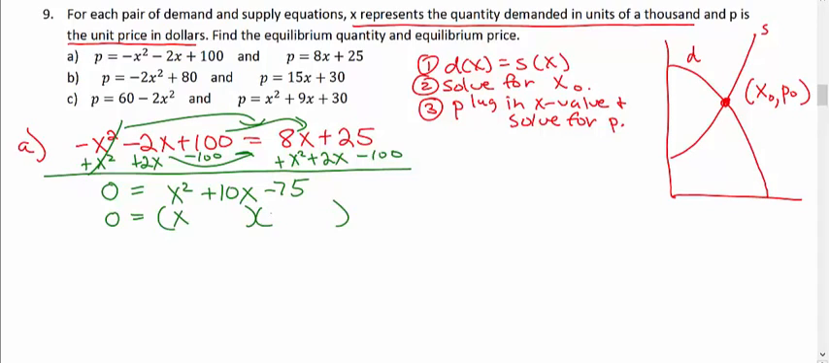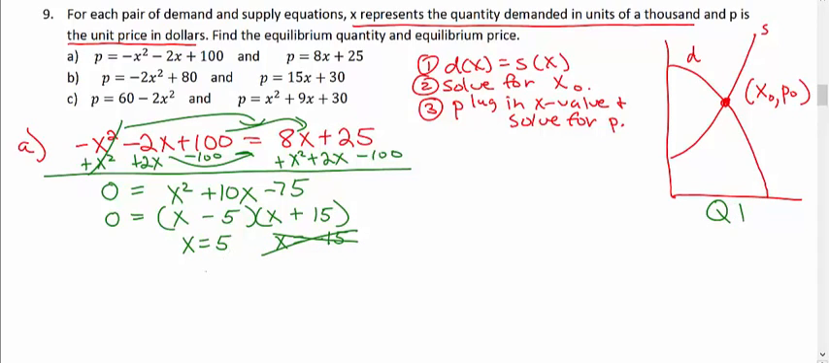I'm going to factor x and x. Two numbers that multiply together to give me negative 75 but add up to give me 10. That would be 5 and 15. Positive 15 minus 5. Continue solving. We find that x is equal to 5 and x is equal to negative 15. We are going to reject x is equal to negative 15 because quantities can't be negative. Remember that we limited ourselves to quadrant 1.